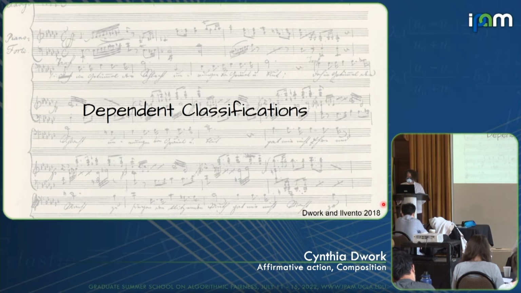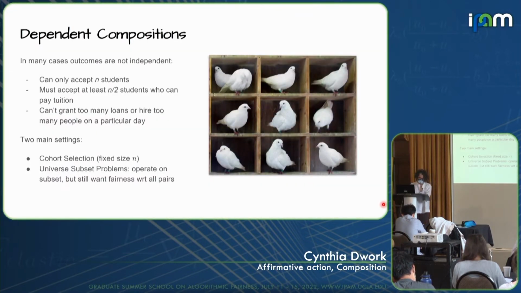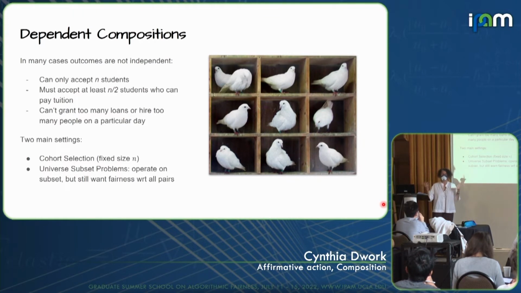All right, so the next set of results are on dependent classifications. So far, we've been thinking of things as if all the decisions are made independently. But that's not what actually happens. If you're a bank, you don't necessarily have even the resources to approve all of the qualified loan applications. If you're a university, you might only want to give out a certain number of acceptance letters. You might have further constraints, like maybe you require that at least half of your students are able to pay their own way, because otherwise you can't cover the operating expenses of your school.